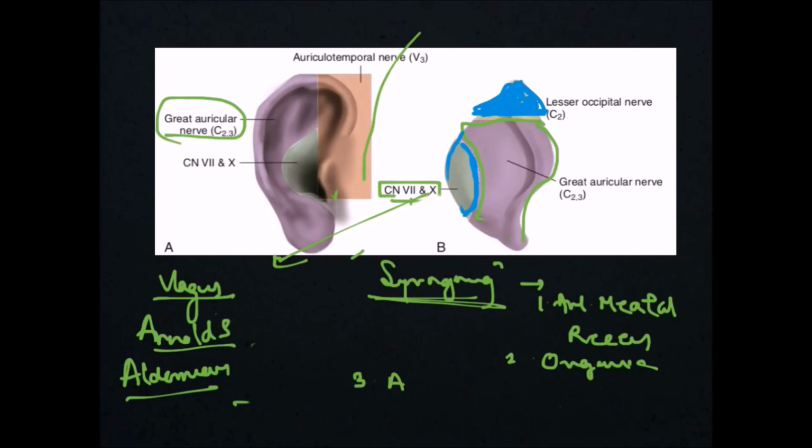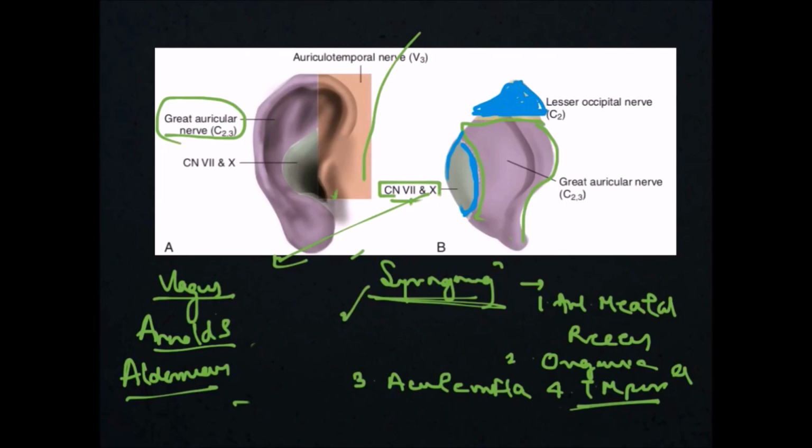If there is an acute inflammation. Point number 4, if there is tympanic membrane perforation. What is the problem with tympanic membrane perforation? We will inject water and we will predispose the middle ear to middle ear infection. Okay, so you must be clear with this.